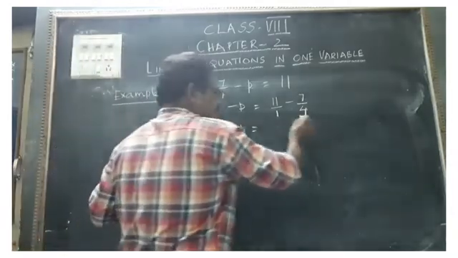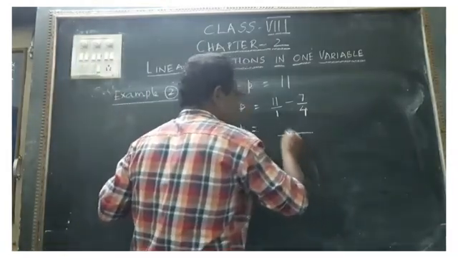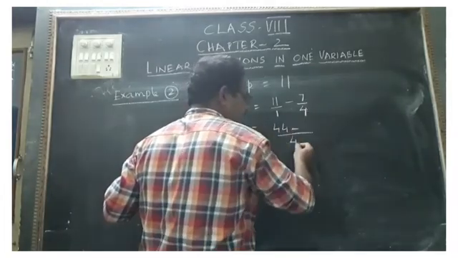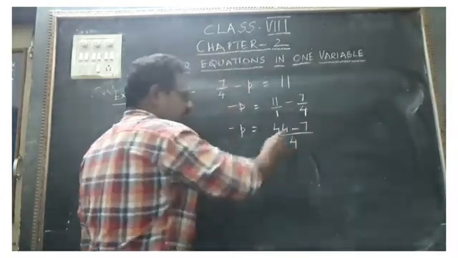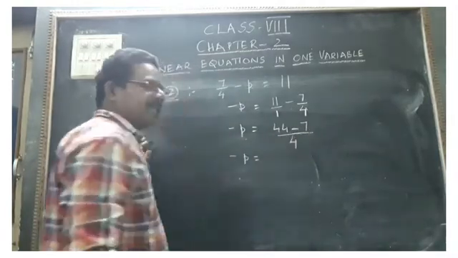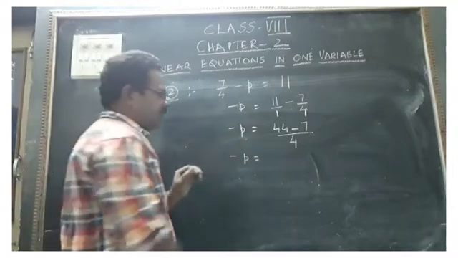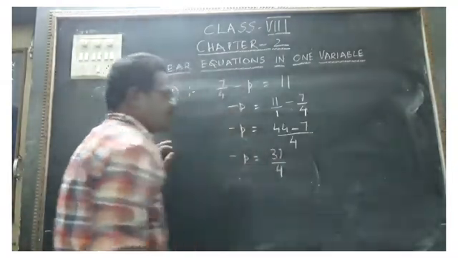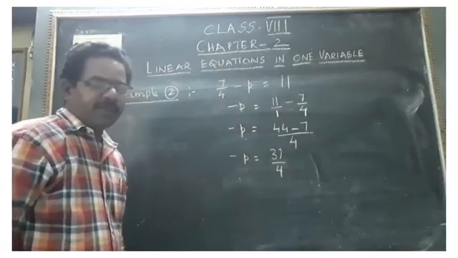Two fractions, again LCM. 4 is the LCM. 4 ones are 4, 11 fours are 44. Minus, 4 ones are 4, 7 ones are 7. Minus p is equal to 44 minus 7. 44 minus 7 means we can say 37 by 4. Minus p is equal to 37 by 4.